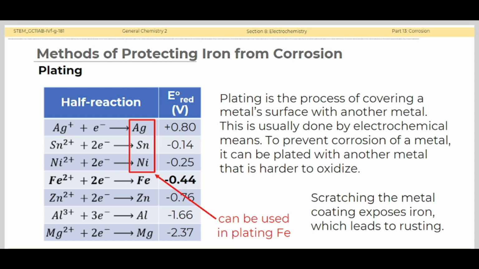By looking at the given reduction potential table, notice that silver, tin, and nickel can be used to coat iron through plating. Since the standard reduction potential for these metals is greater compared to that for iron, the standard oxidation potential is lower, suggesting that the oxidation of these metals is less favored than iron.